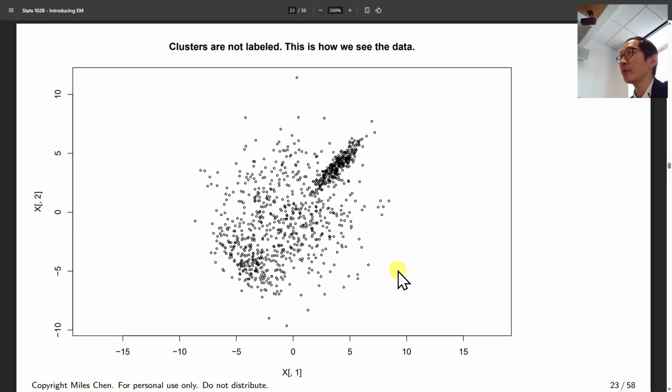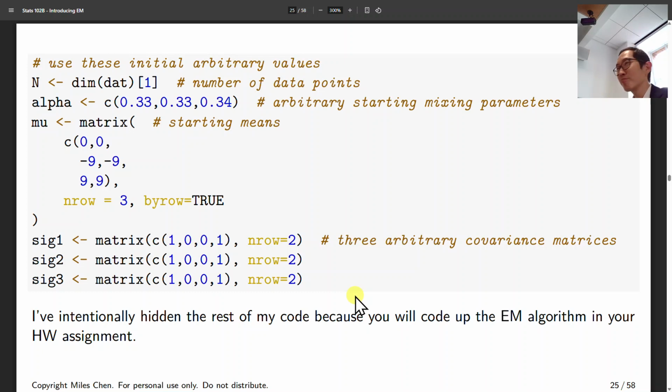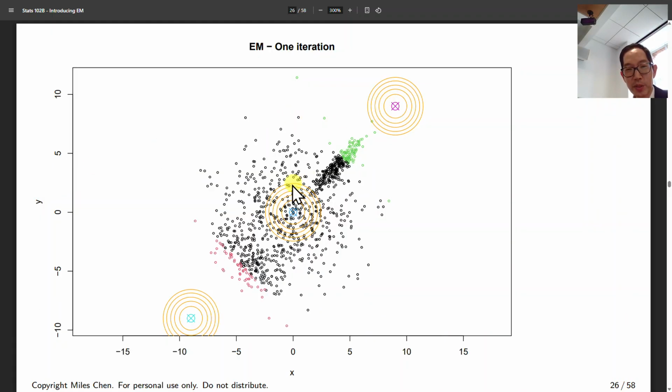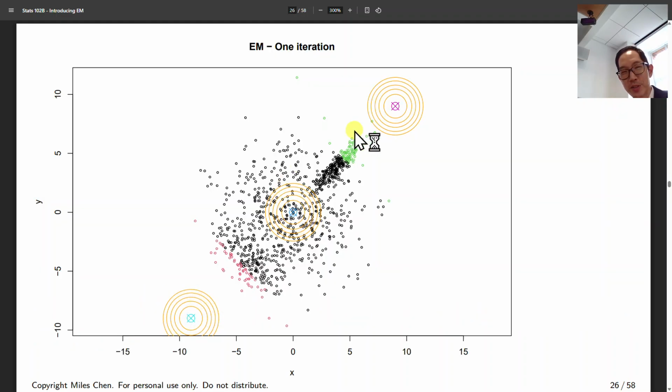Here, this is how the data come in. They're unlabeled. And so when we do this, we just have to start off with some arbitrary values for the mean and the variance. So I'm going to just arbitrarily start with 3 centers: 0, 0; 9, 9; and negative 9, negative 9. And then my sigma matrices will be just identity matrices. And so these concentric circles kind of represent the, what do you call it?